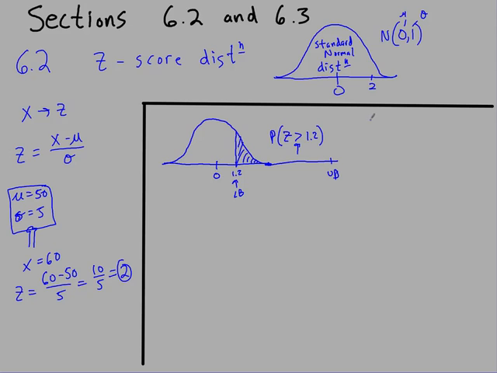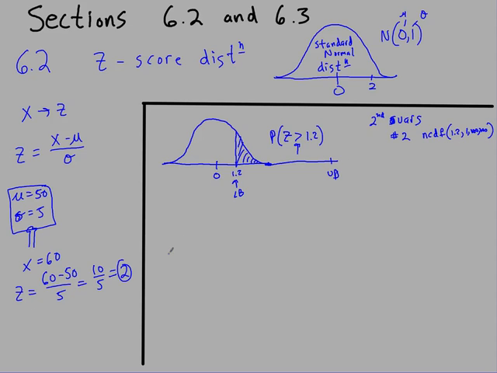If you were doing it on the TI-83 or 84, you would do second vars, hit number 2, which is normal CDF, and you put 1.2 and then just put in a very, very large number like a million. Okay, that'll give it to you.